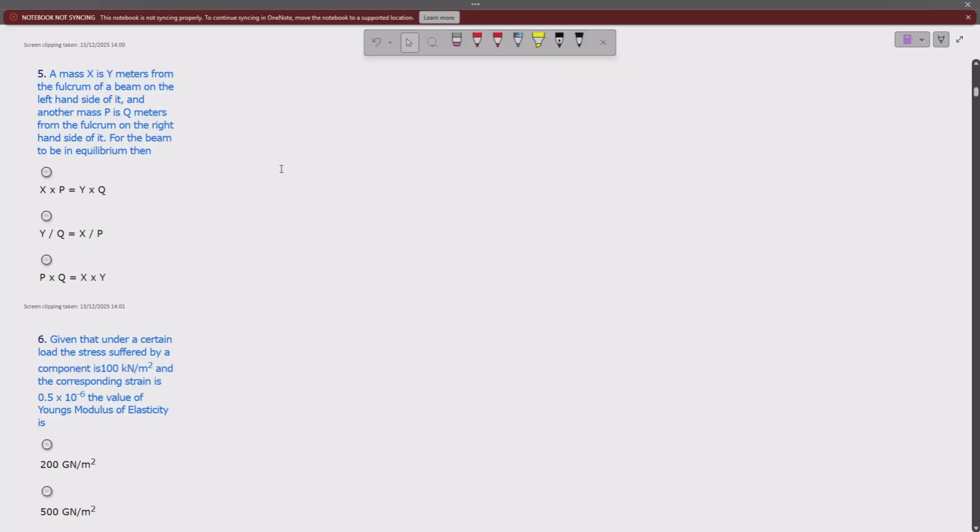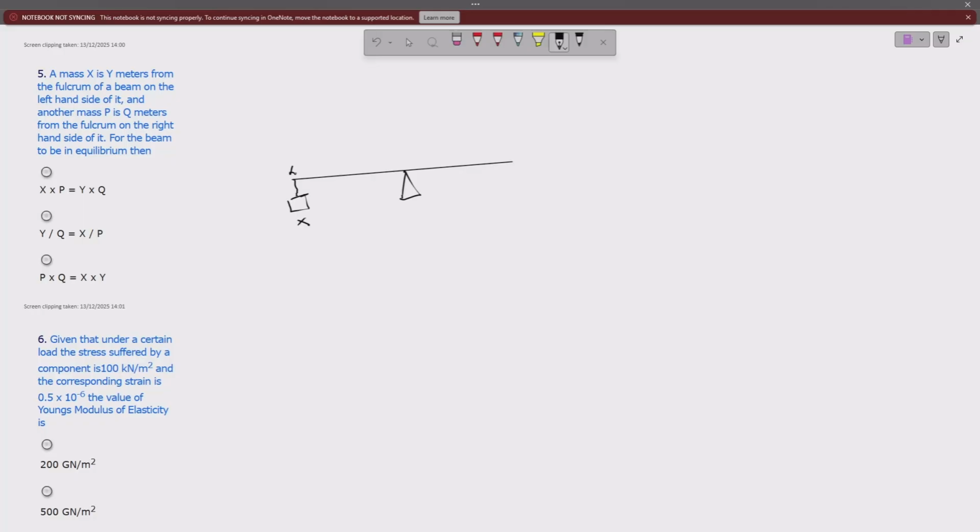Question number 5. A mass of X is Y meters from the fulcrum of a beam on the left hand side of it, and another mass P is Q meters from the fulcrum on the right hand side of it. For the beam to be in equilibrium, then, so if you have a beam and you have a mass here of X, that is Y meters from the fulcrum. Let's consider this to be the fulcrum.